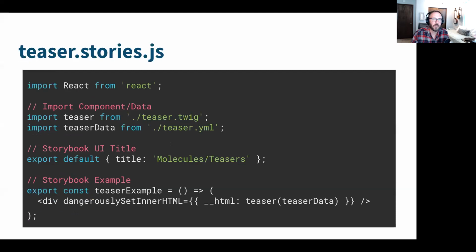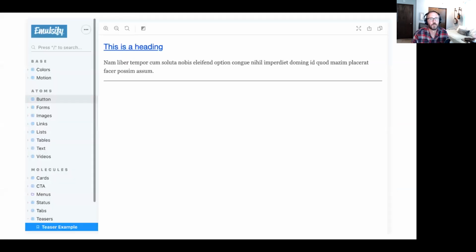And then finally, we have our stories file. These files all follow the same convention. You're going to import your component and your data. You're going to tell Storybook where to put the new component. And then you export an example or multiple examples of your components using your mock data. If you're new to this, don't worry. Creating these files and even copying and pasting them becomes quick and second nature when prototyping.